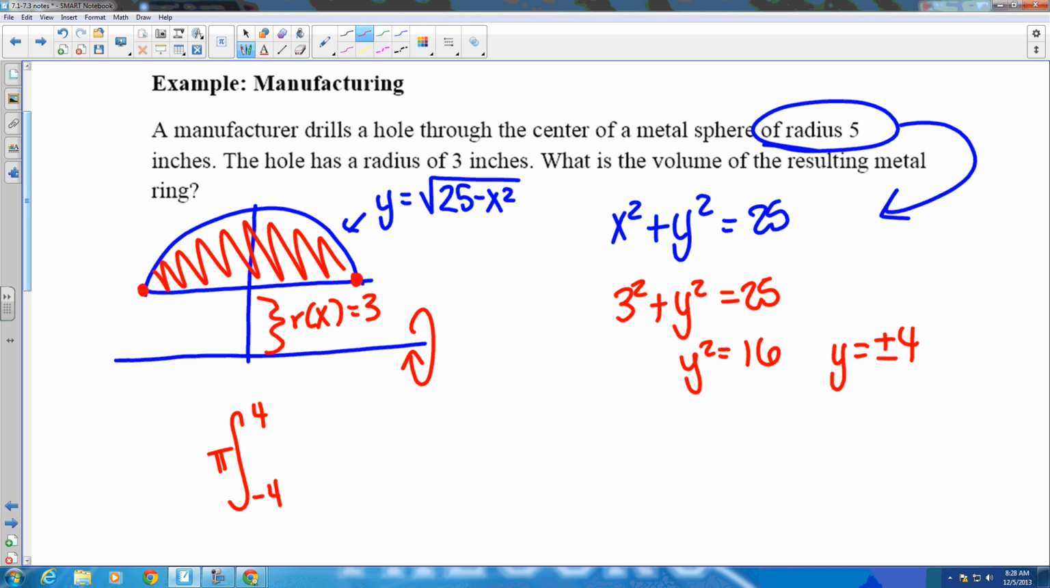So it's going to be the washer. Clearly, there's going to be that really big hole in the middle. So our top function is the square root of 25 minus x squared, quantity squared, minus our little r, which is 3, quantity squared, dx.